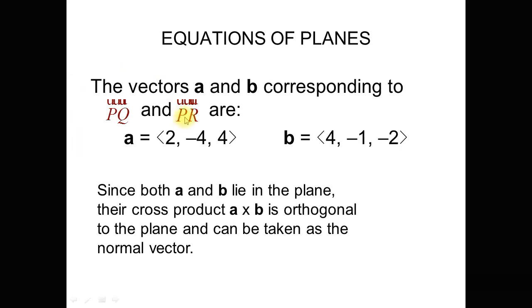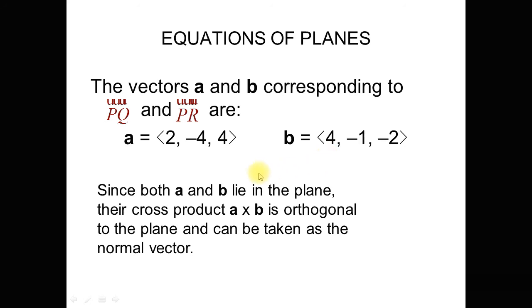Subtract P coordinates from the R coordinates. PQ means Q minus P. Subtract P coordinates from the Q coordinates, and PR means R minus P. Subtract the P coordinates from the R coordinates, and we obtain another vector b: 4, minus 1 and minus 2.